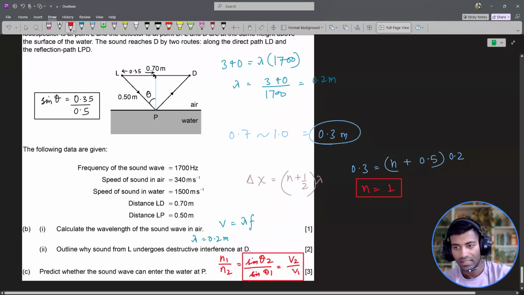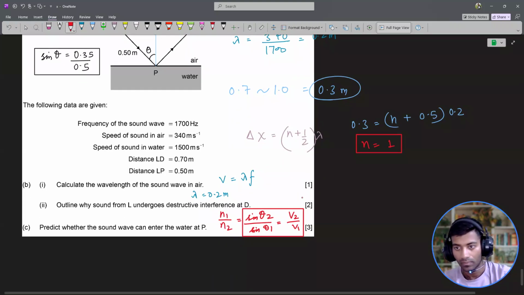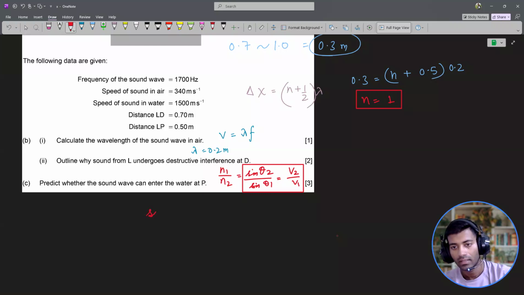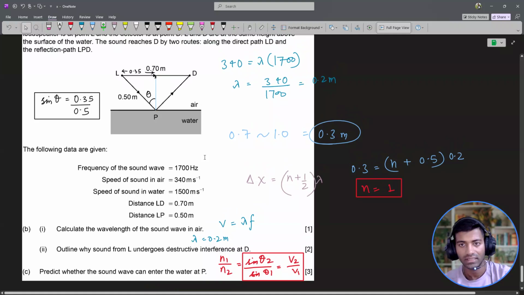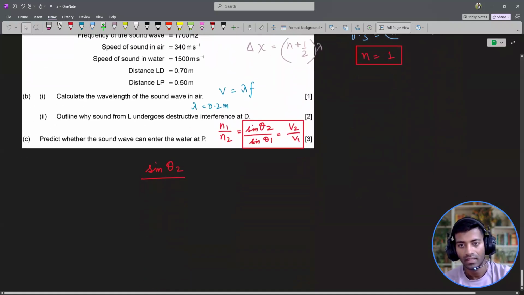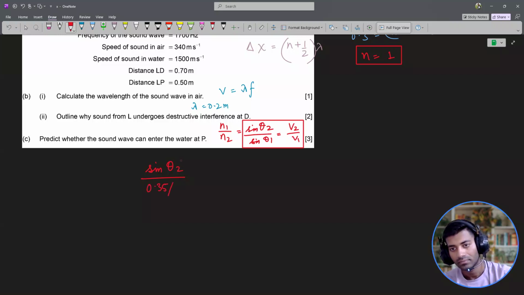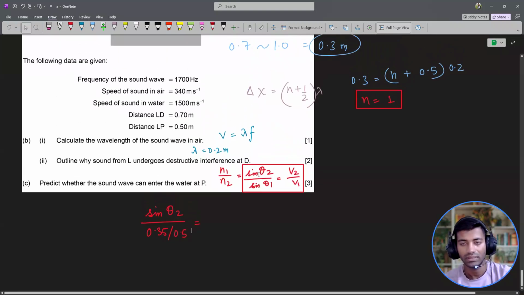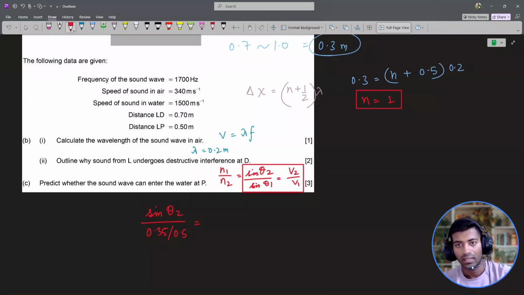We have the speeds, right? So sine theta 2 over sine theta 1. Now, theta 1 is the angle of incidence in the first medium, so that's sine theta. So that's 0.35 over 0.5, equals v2 over v1. Now, v2 is the speed of sound in water, which is 1500, divided by the speed of sound in air, which is 340. Now I just have to solve for theta 2.